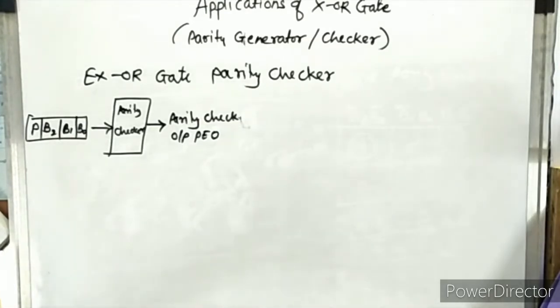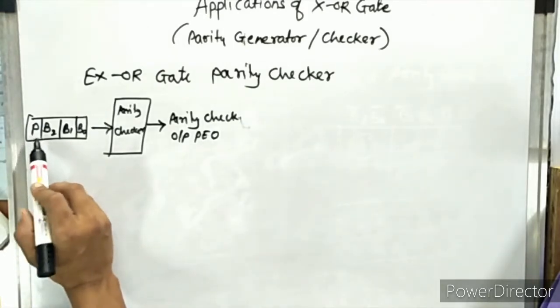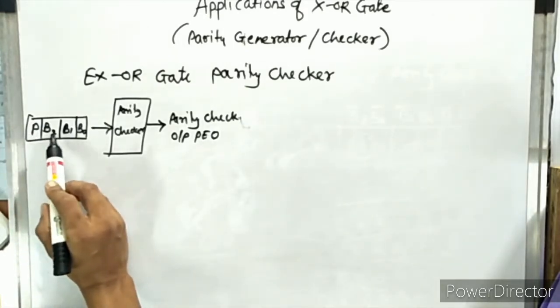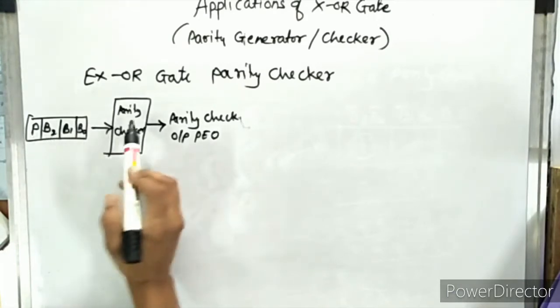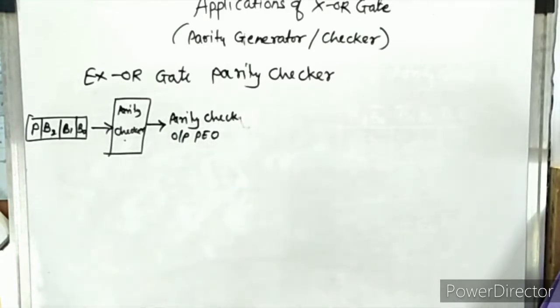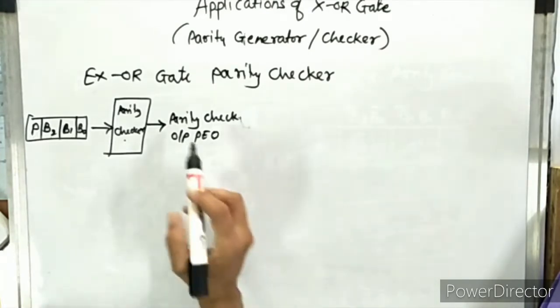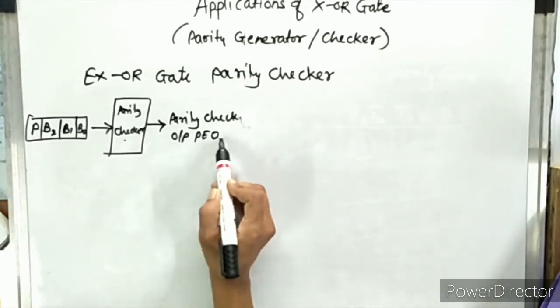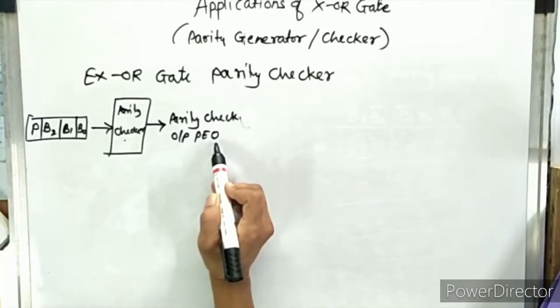So here, after generating the parity, we have a new binary number with an odd parity. This will be a 4-bit combination: the parity bit, then B2, B1 and B0. This will be applied to the parity checker circuit, and here we get the output whether the parity given with that number is right or not. That means if it is even parity, then it will generate an error. So here is the parity check output, that is the parity error output, PEO.